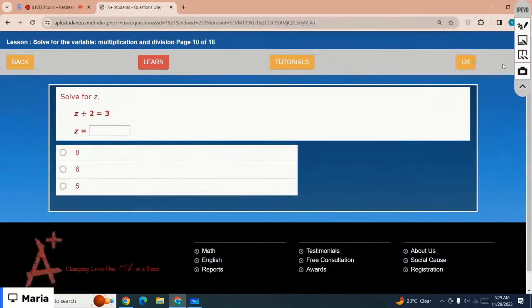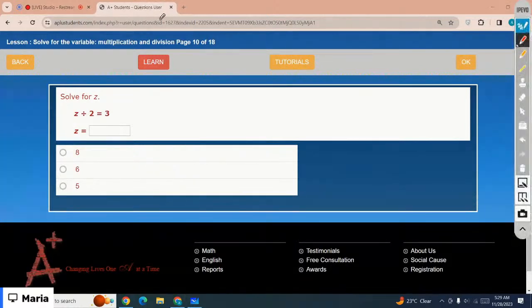Here you can see z is divided by 2. z divided by 2 equals 3. So opposite to division is multiplication, right? You need to multiply both sides by 2. The 2s cancel out, and z equals 3 times 2 equals 6. The correct option is 6.